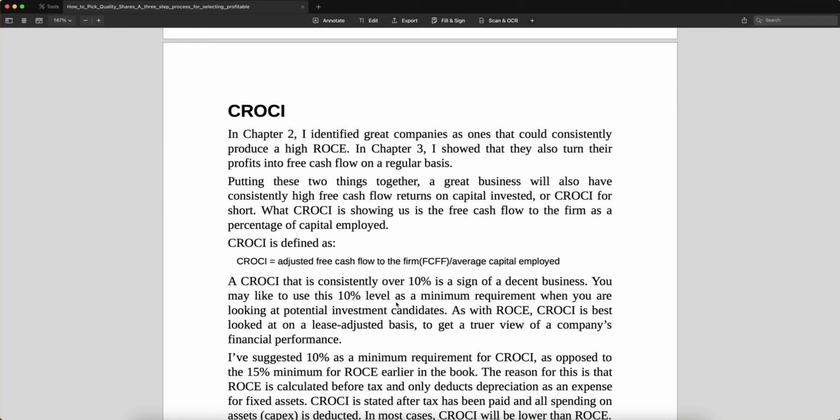Now CROC is adjusted free cash flow for the firm, and we saw how the free cash flow was calculated, and average capital employed. In chapter 2 or 1, I think we saw how to calculate the average free cash flow and average capital employed. I think the recording is shared in the group earlier also.